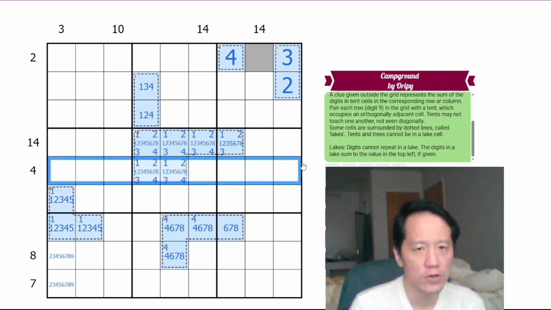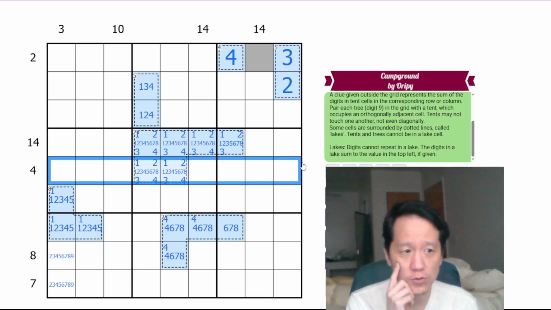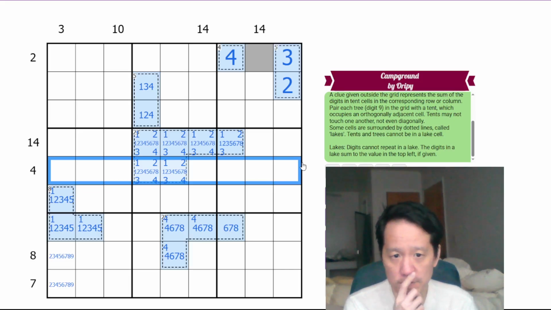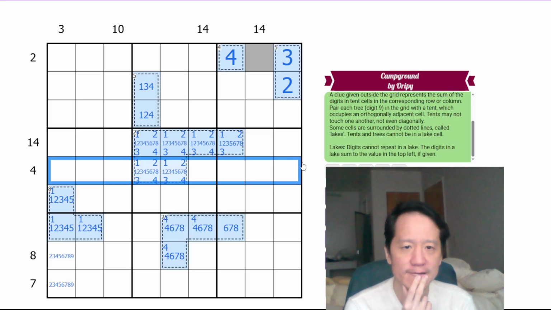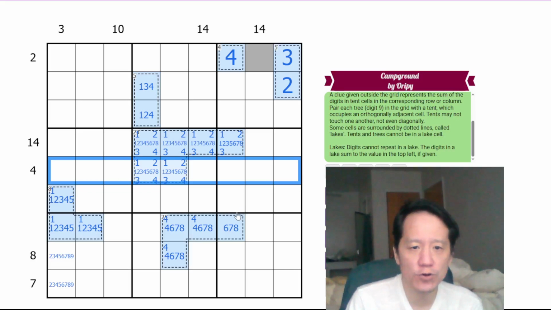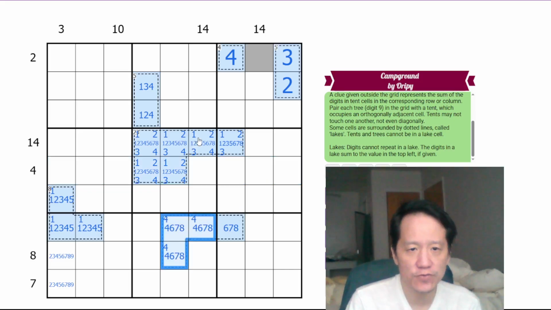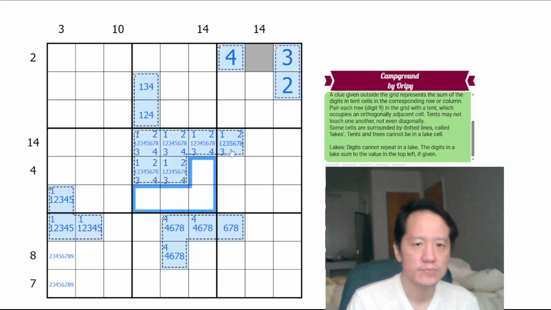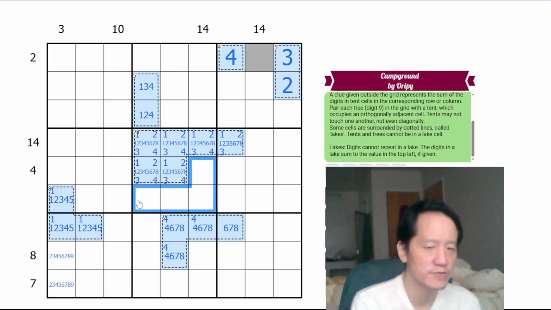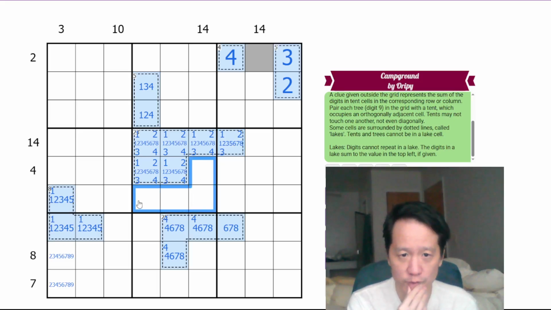This 4 is either a 4 or it's the sum of 1 and 3, right? We know there's a 4 here. There's a 4 in one of these 5 cells. This cell has to be one of these 4, but we're not sure which.